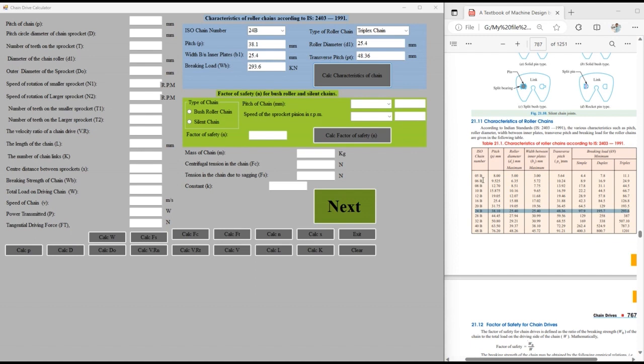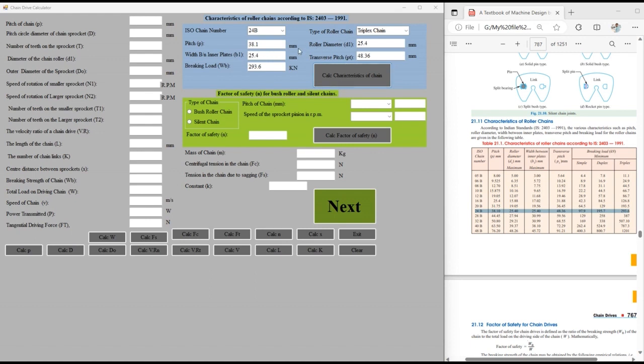On this ISO standard, there is a pitch, a roller diameter, width between inner plates, transverse pitch, and also the breaking load. Now, when a chain is simplex, the breaking load is different from a chain with duplex and triplex. So, in this application, this table is summarized in a simple way.